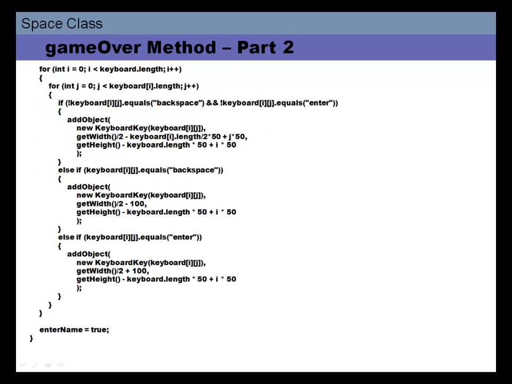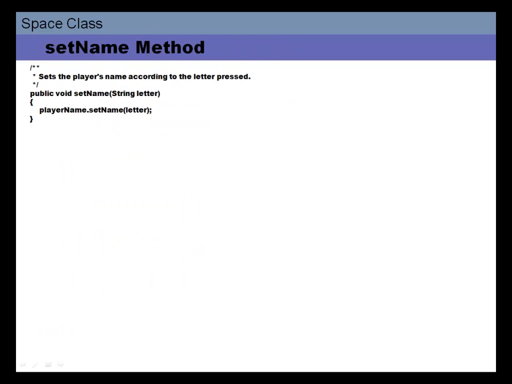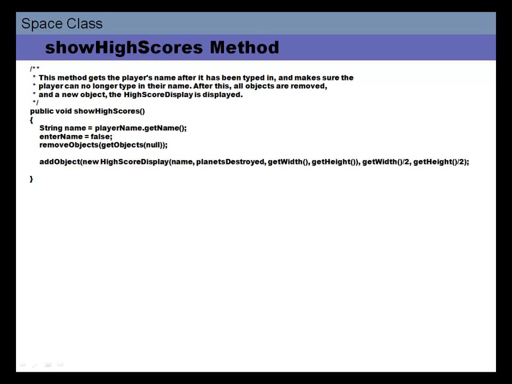Continuing on with method gameOver, a for loop is first used to iterate through the rows of the array, and inside this another for loop iterates through the columns of the array. It then places the keys on the screen based on which row and column they are in, and if they are the backspace key or the enter key. Method setName forwards any letter it receives to PlayerName's setName method. And finally, showHighScores retrieves the player's name stored in playerName, removes all objects from the game, and finally displays the high score display.